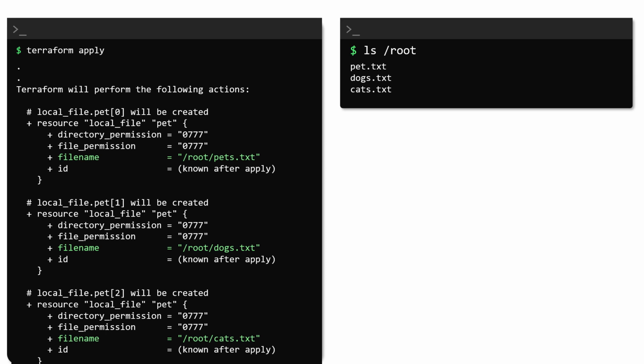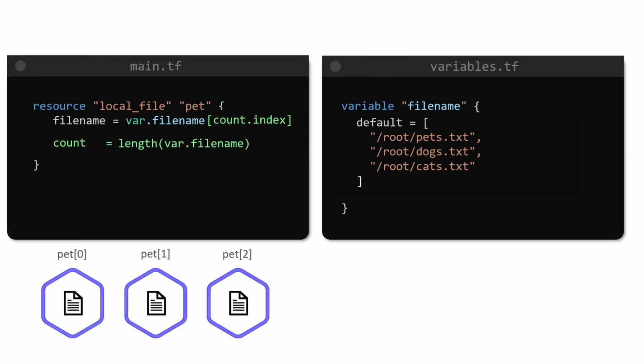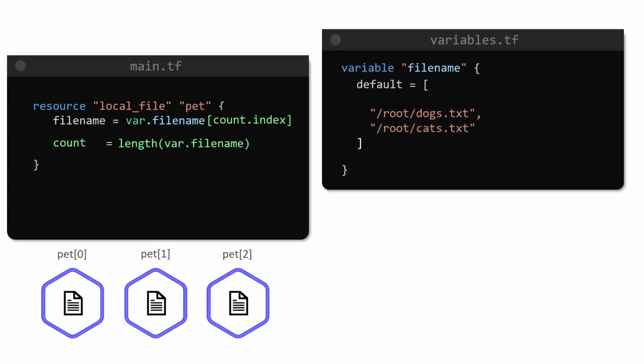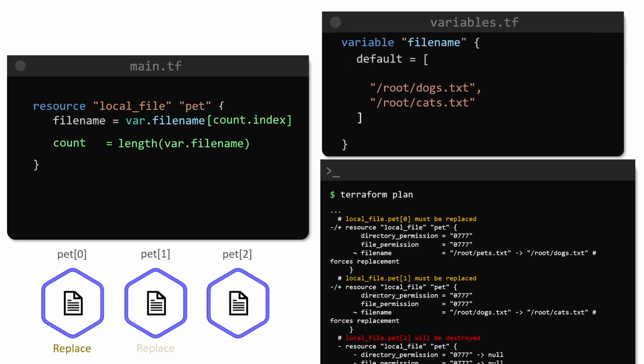There is, however, another significant drawback when we use the count meta argument to loop through variables this way. To illustrate this, let us use the same example, but this time let us remove the element /root/pets.txt from the list. If we run Terraform plan now, we can see that instead of deleting just one resource with the file name /root/pets.txt, Terraform is replacing 2 resources and deleting 1 resource. Why does it do that? We only want to remove the first element in this list, but it looks like all elements are going to be replaced by this operation.